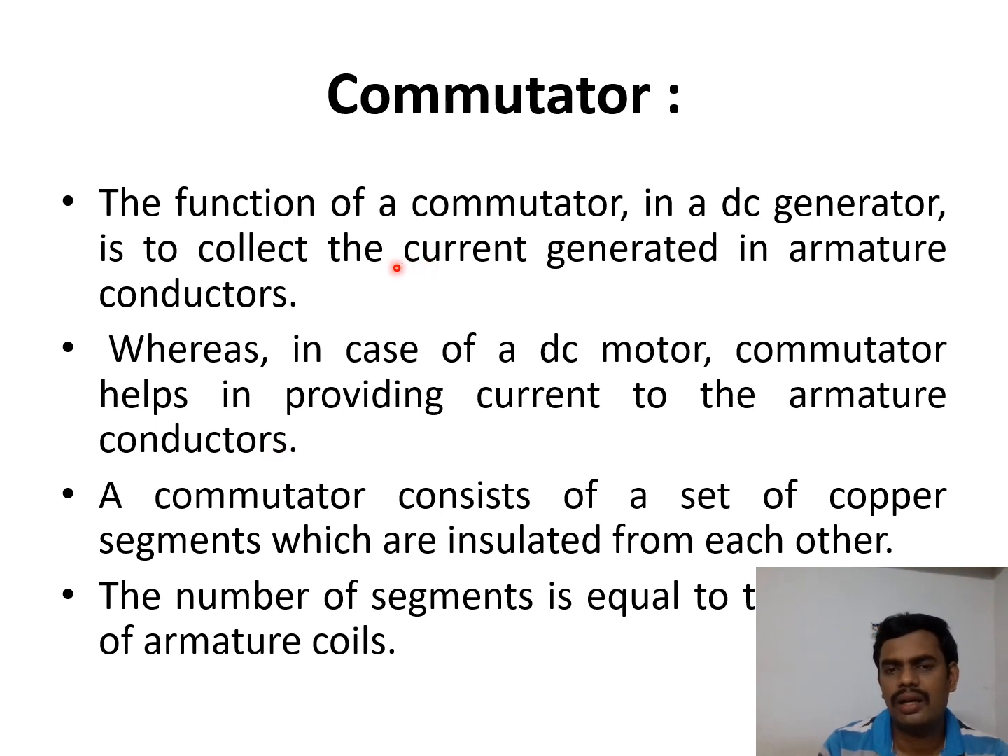In a DC generator, it will be collecting the current from the armature conductors, whereas in a DC motor, it will be giving the current to the armature conductors. Here it will be collecting, and here it will be giving.